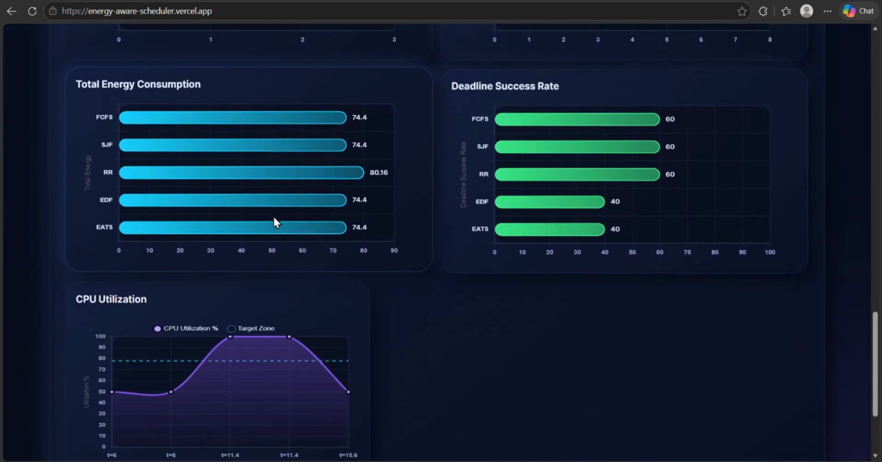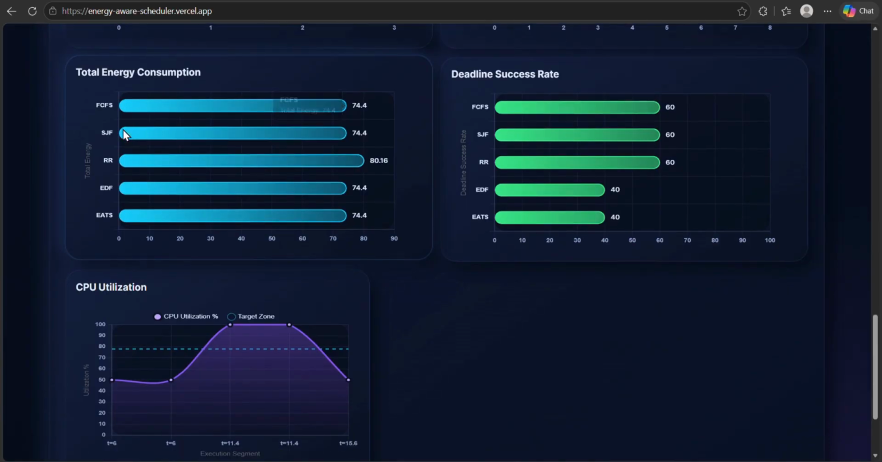Next, moving to the total energy consumption chart. This is a critical metric. Most algorithms consume similar energy. Here, round robin consumes slightly more energy due to frequent context switching. EATS maintains optimized energy usage, showing the benefit of energy-aware scheduling.